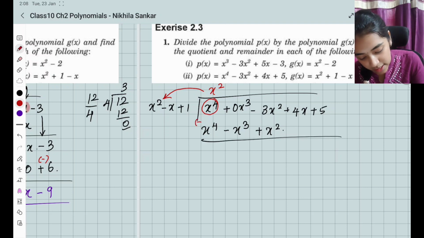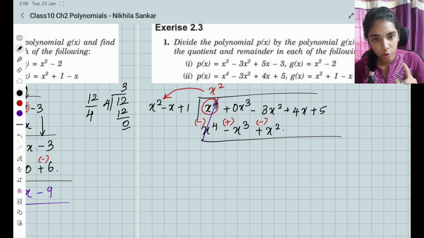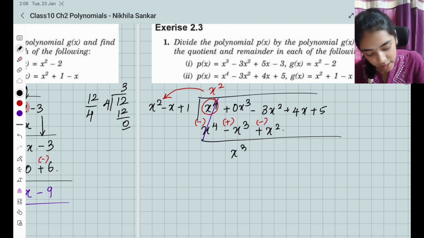Now I'm going to subtract. So when I subtract, this becomes a minus, this plus minus becomes a plus. There is already a minus there, so that becomes a plus. Then we have plus becomes a minus. Now what happens? The first term gets cancelled. That is our motive. The first term has to go off. Then 0x cube plus x cube. So you have x cube now.